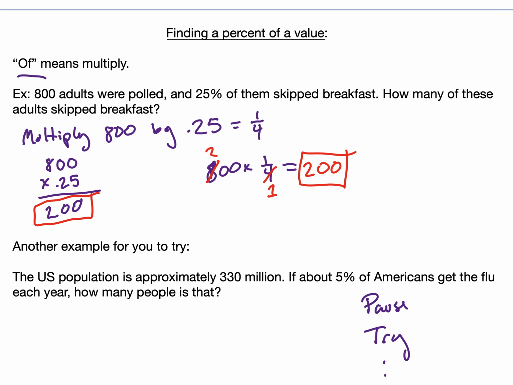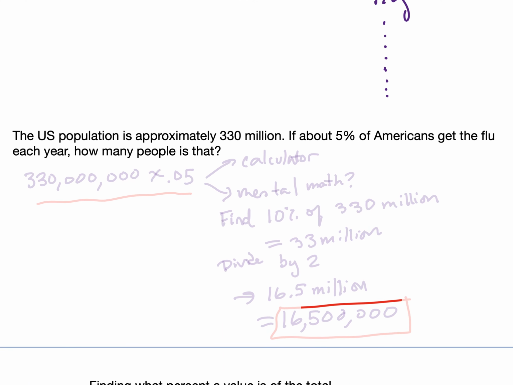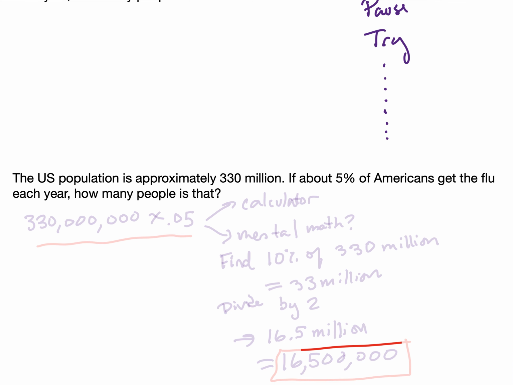Okay, so about 5% of Americans get the flu each year, and there are 330 million Americans. There are different ways that you could approach this, but in general, what you're going to be doing is taking 330 million and multiplying it by the decimal equivalent of 5%. 5% is the same thing as 0.05, so multiplying by 0.05. So how to do this?